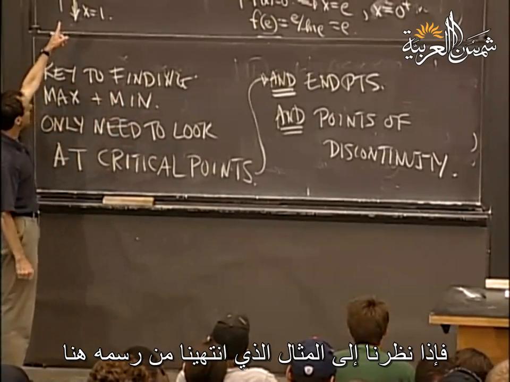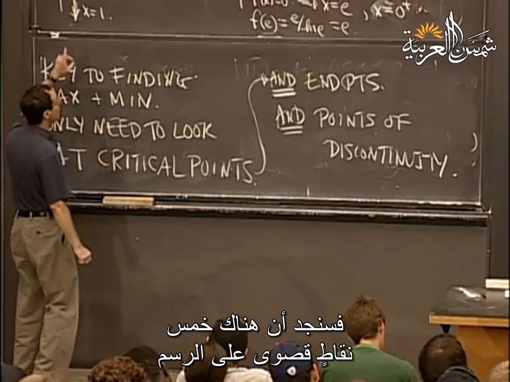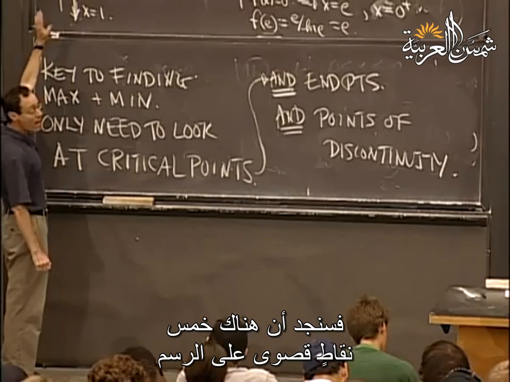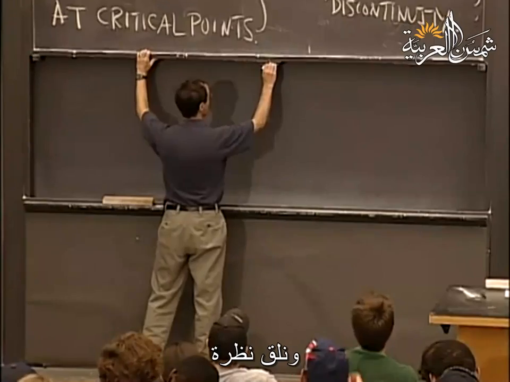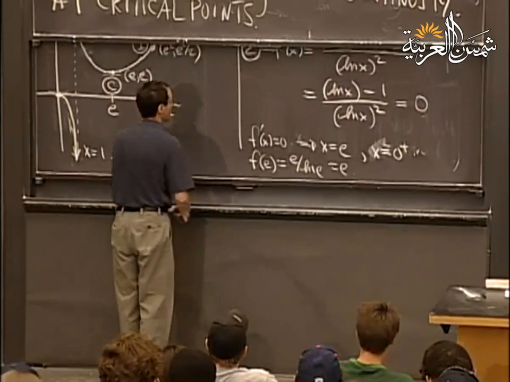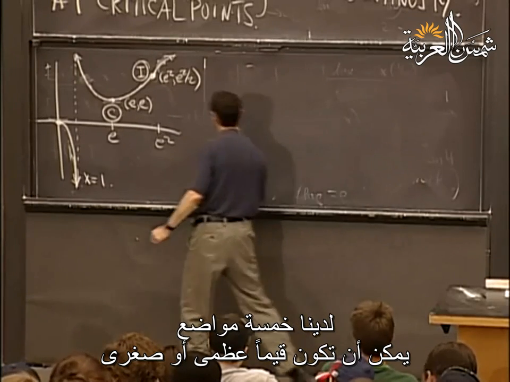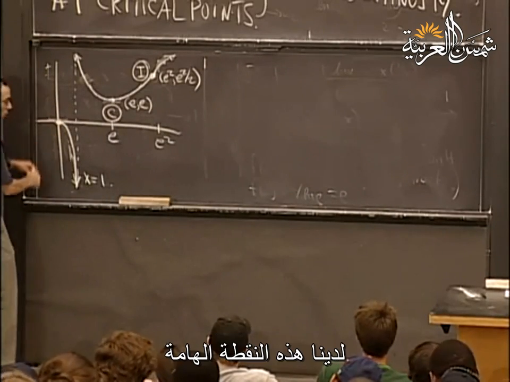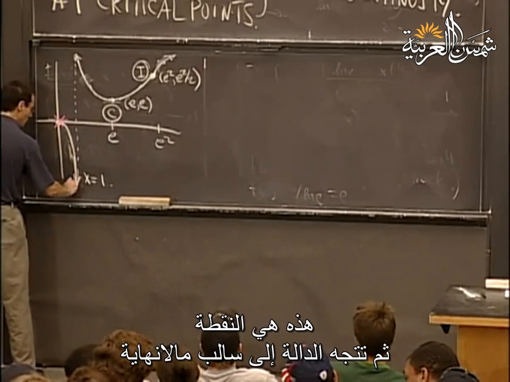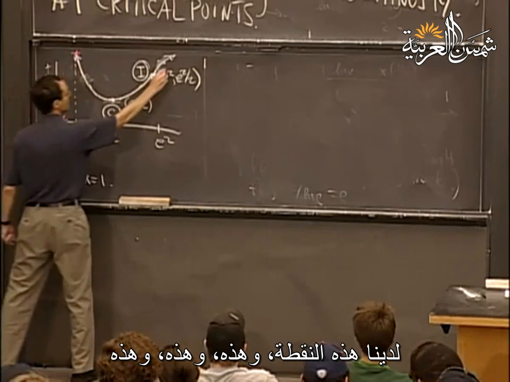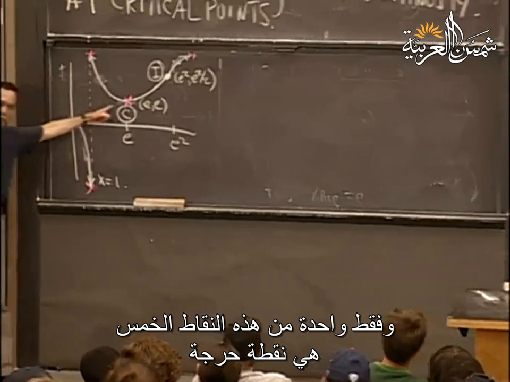If you look at the example that I just drew here, which is the one that I carried out, you can see that there are actually 5 extreme points on this picture. So let's switch, and we'll take a look. There are 5 places where the max or the min might be. There's this important point. This is, as I say, the scaffolding of the function. There's this point. There's down at minus infinity. There's this, and there's this. Only 1 out of 5 is a critical point.